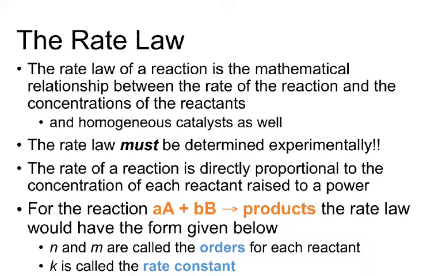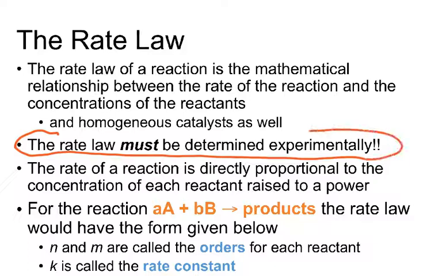A way to numerically represent how fast a reaction will go based on concentrations is the rate law. It's the relationship between the rate of the reaction and the concentration of the reactants. Now, this is extremely important, and people forget it. The rate law must be determined experimentally. You cannot look at a balanced equation and know what the rate law is. You need to look at data to determine it.